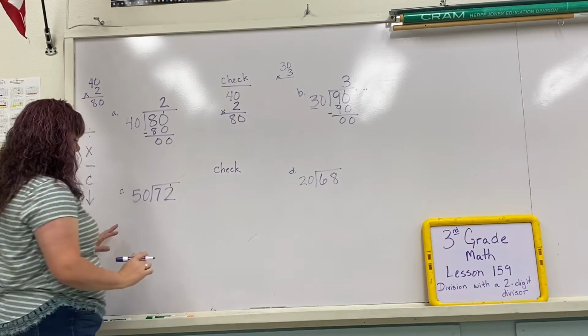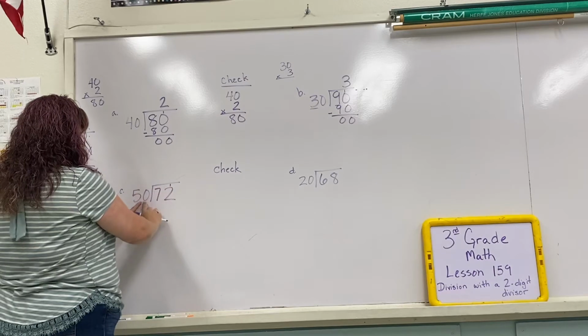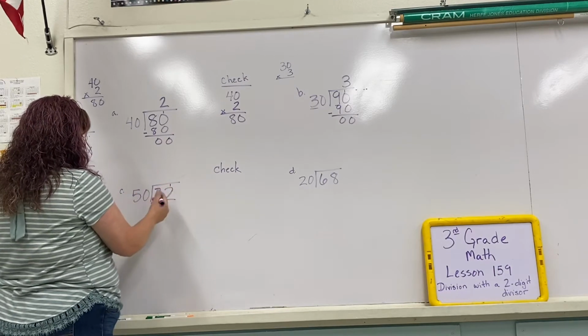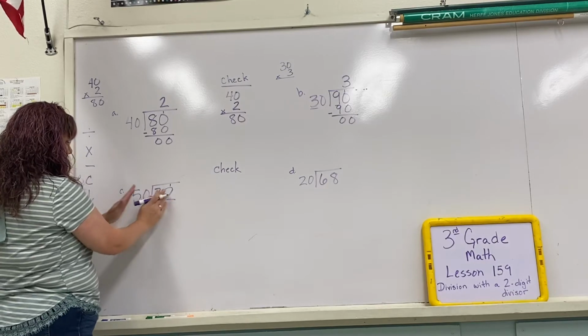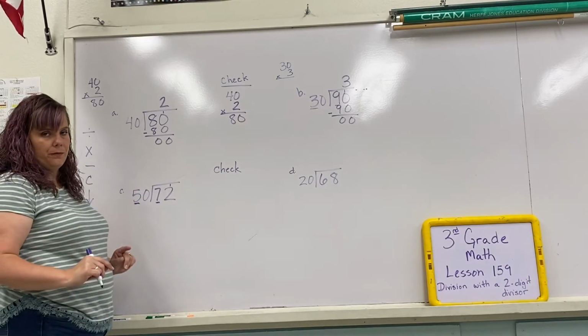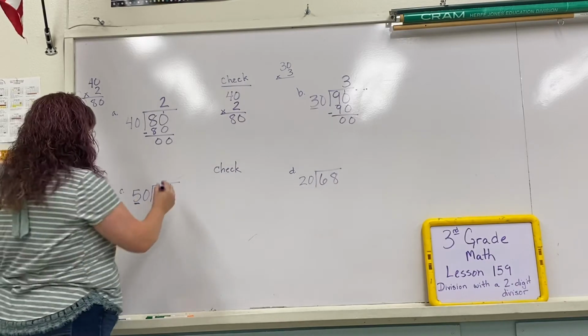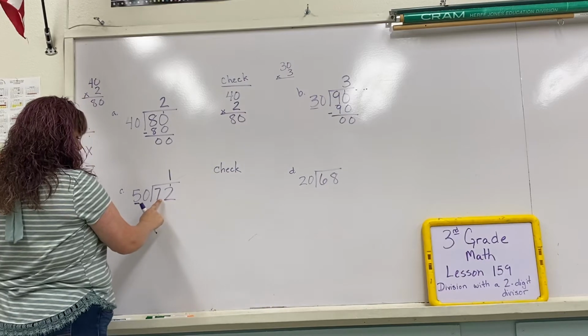Make a little mark. Okay, now we're going to pretend like those two ones, the 0 and the 2, don't exist, and we're just going to look at the 7 and the 5, okay? How many times could 5 go into 7? 1 time. So we're going to write a 1 above our 2, okay?